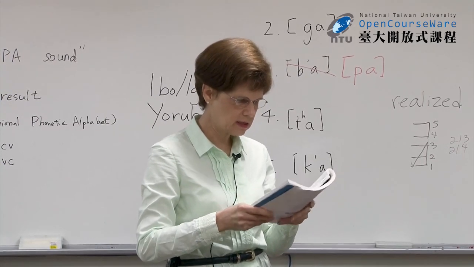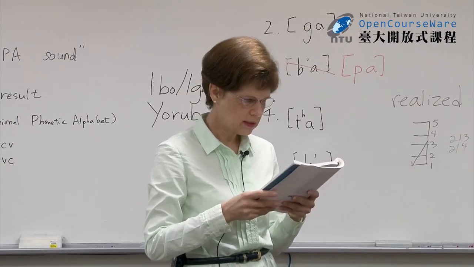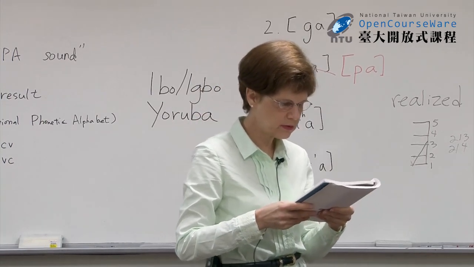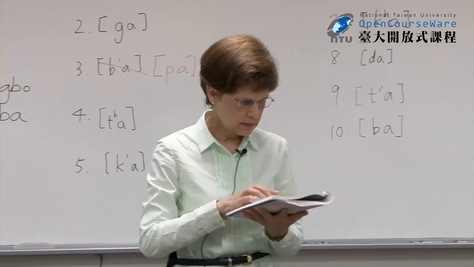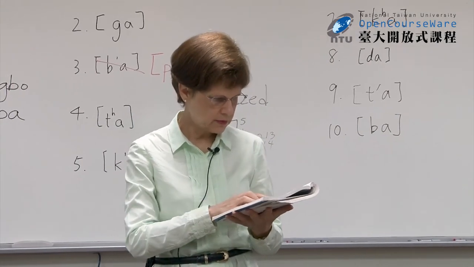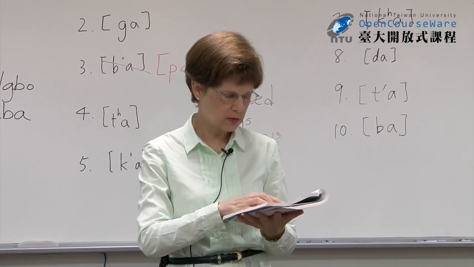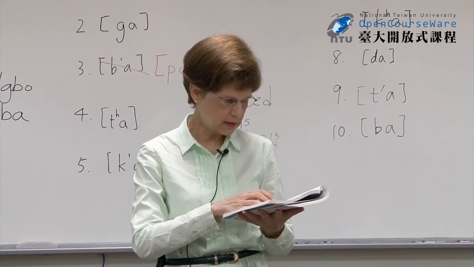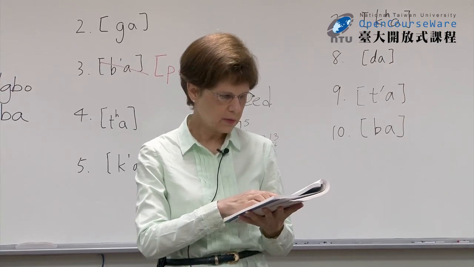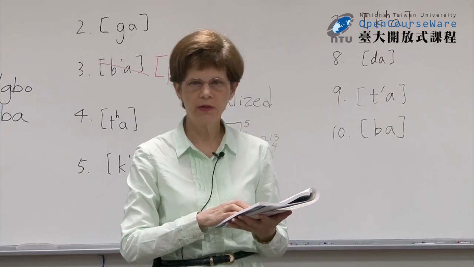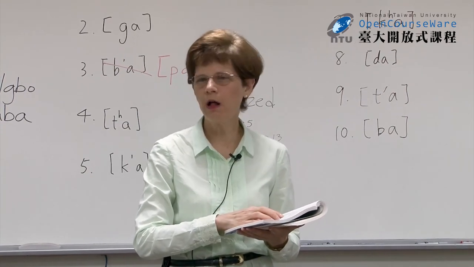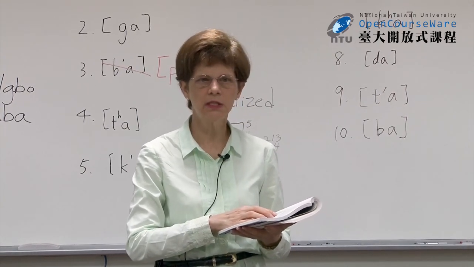Now we're going to get it in table format. I think I will just go over that with you so we get through it. First of all, we have three different kinds of airstream mechanisms. Okay, pulmonic, glottalic, and velaric. Pulmonic is the one we're most familiar with. It is the default for all languages of the world.